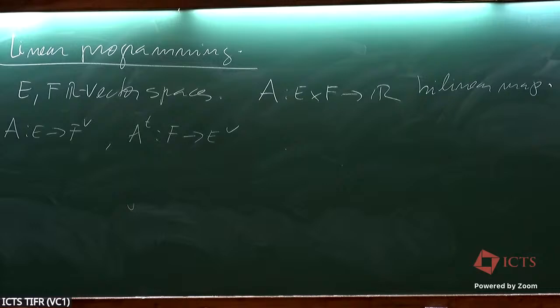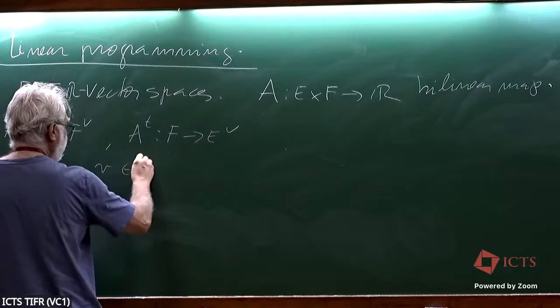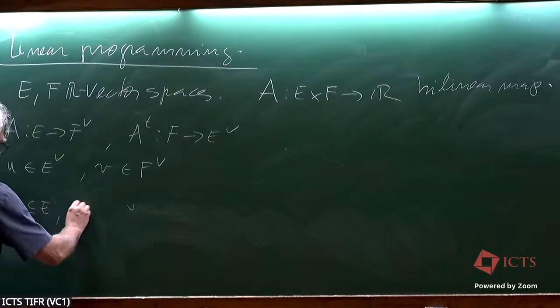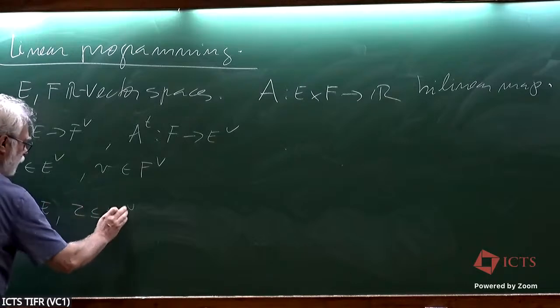The second ingredient I need are linear maps. I have U, an element of E dual seen as a linear map on E, and B, an element of F dual seen as a linear function on F. And then the third condition will be the restrictions, and the restrictions should have the shape of a convex cone. So I have sigma inside E and tau inside F, convex cones.